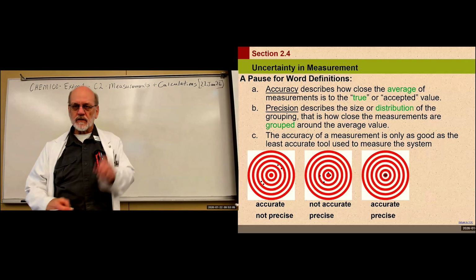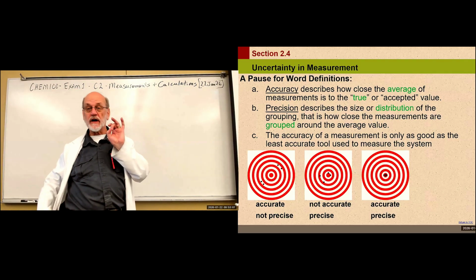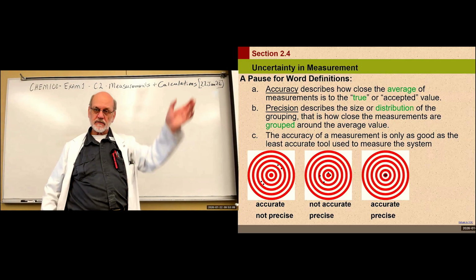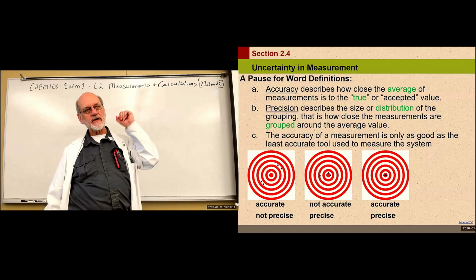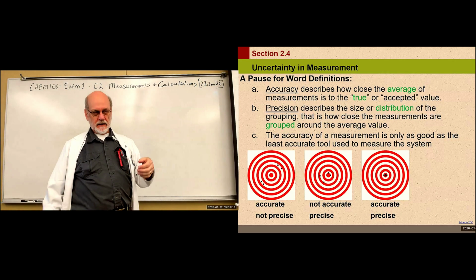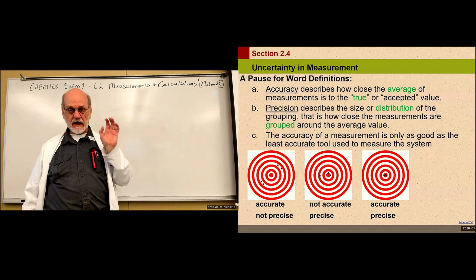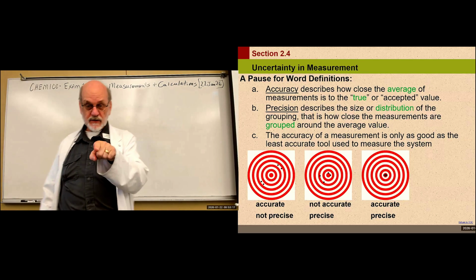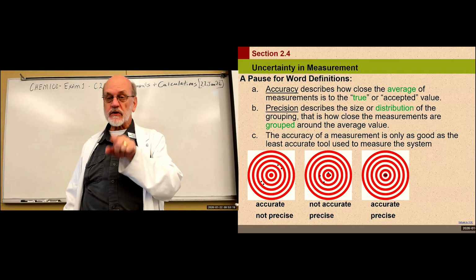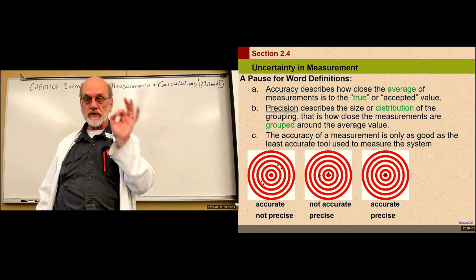If you're sighting in your scope on your rifle for hunting season, you go to the target range, you put your target out there at 200 or 300 yards, and you fire at the target, and you get this pattern, then you don't have to change your scope at all. It's on target.